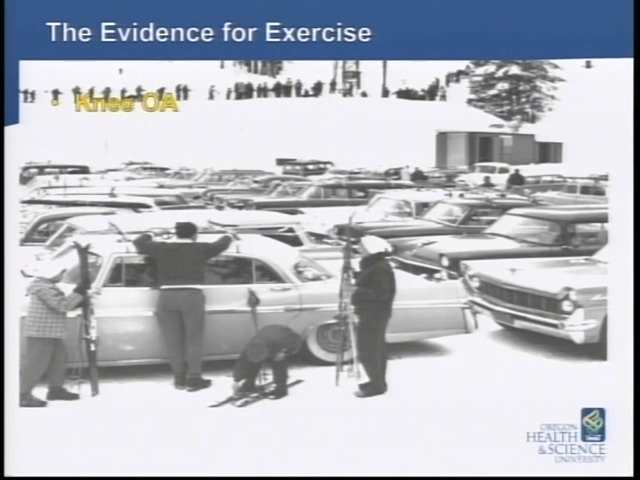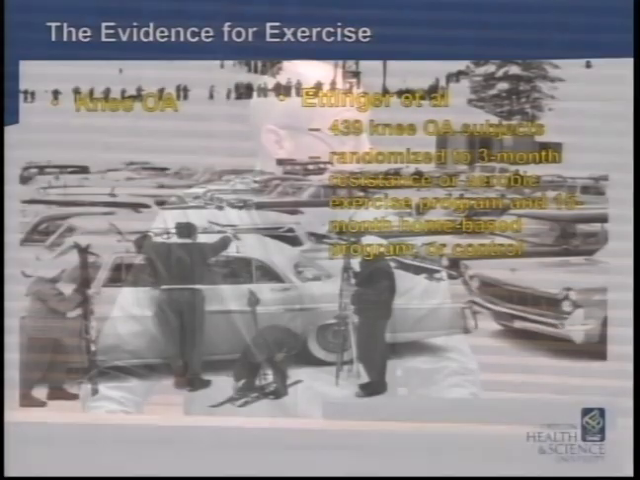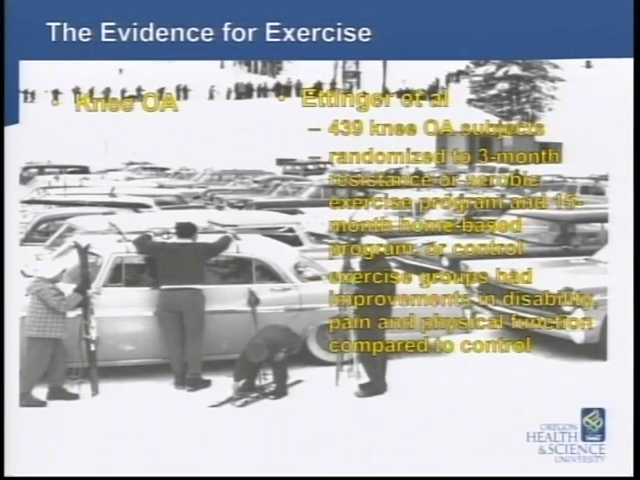This is probably the best study I've seen for knee arthritis. This was Edinger out of Wake Forest. They had 439 knee osteoarthritis subjects. They described them as having mild to moderate knee osteoarthritis. They were randomized to a 3-month resistance program or to a 3-month aerobic program versus a control group. And then they enrolled them in a 15-month home-based program. It did not matter whether you were doing resistance or endurance or aerobic exercise. The exercise groups improved their function, decreased their pain, and improved their disability scores compared to the control group.